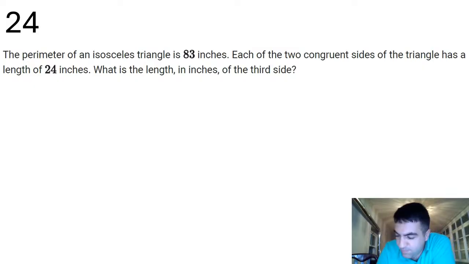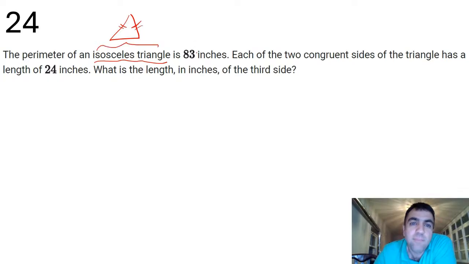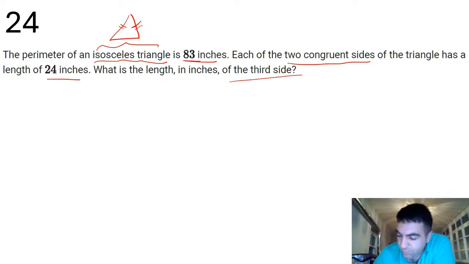24th question. Let me read for you. The perimeter of an isosceles triangle. You know what isosceles triangle is? It has two congruent sides, two same sides. It is isosceles triangle, right? The perimeter is 83 inch. Each of the two congruent sides of the triangle has a length of 24 inch. What is the length in inch of the third side? Here says 35.